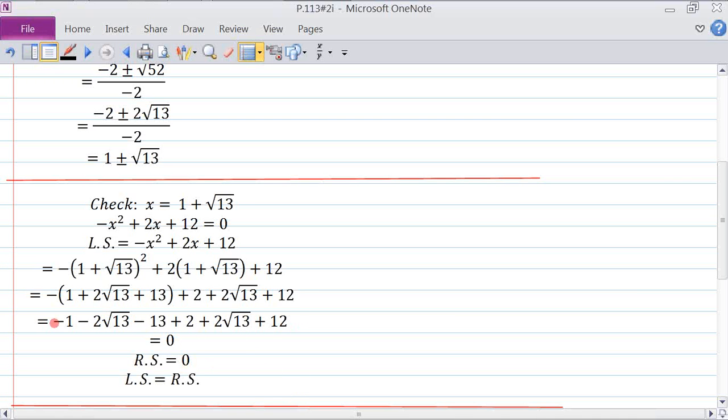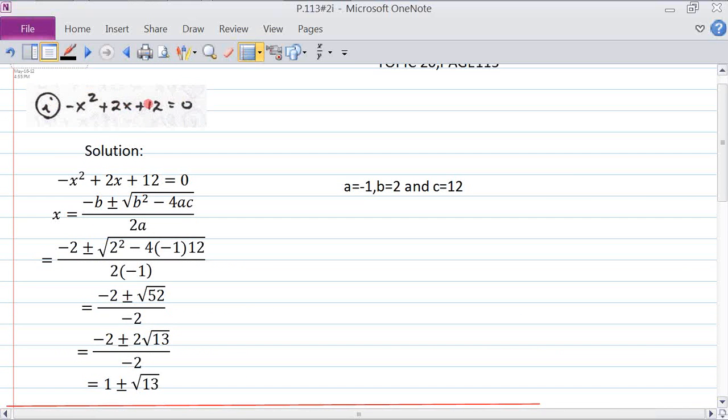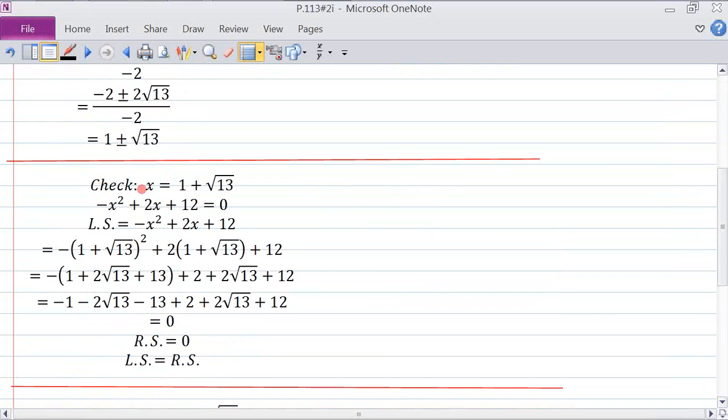Now let's see how this works out. Here we have minus 1 minus 13 is minus 14. Plus 2 is minus 12. Plus 12 is 0. And the minus 2 root 13 and plus 2 root 13 sum to 0. So everything sums to 0. And the left side equals 0, and you can see the right side is 0. So this is an exact solution, and it works out.